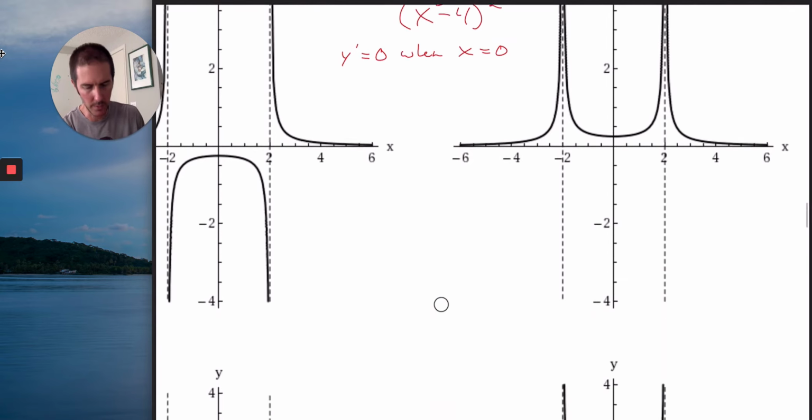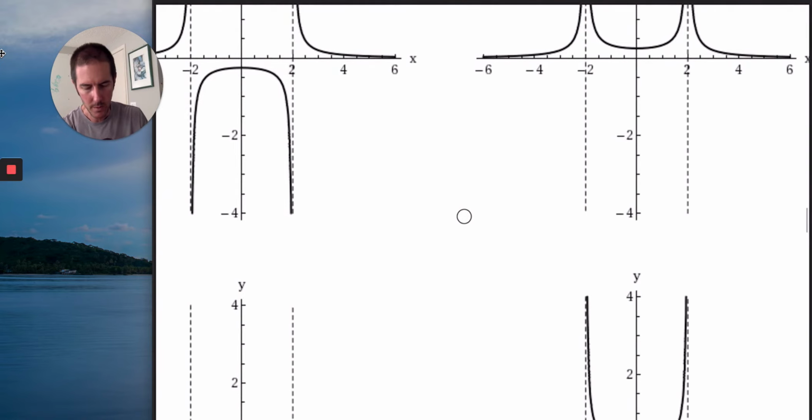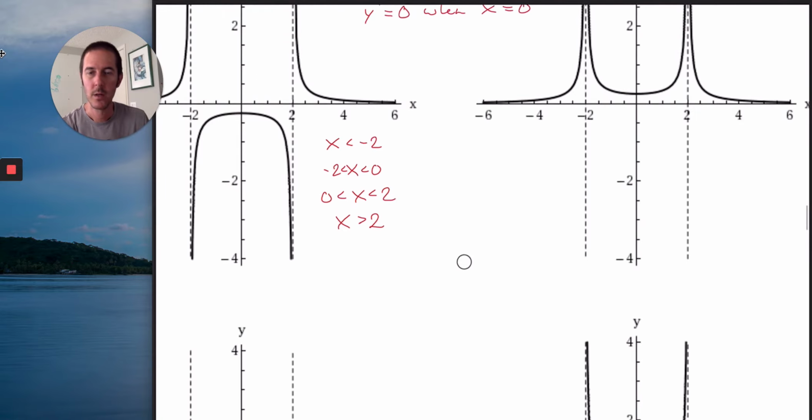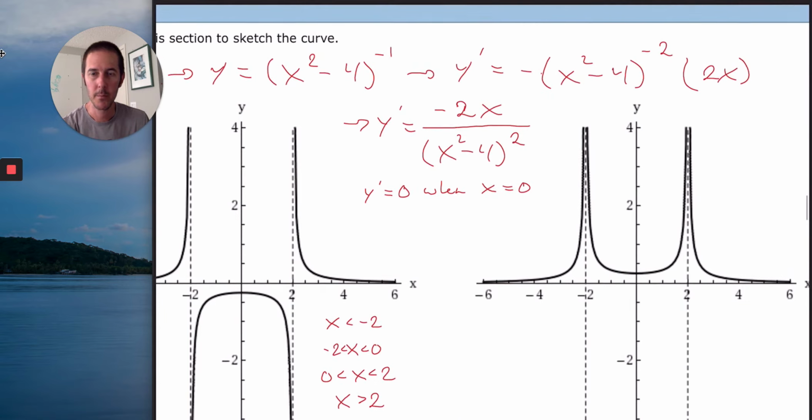Let's move down here a little bit, and let's look at x values that are less than negative 2, x values that are between negative 2 and 0, x values that are between 0 and positive 2, and x values that are greater than 2, and see whether we think our function is going to be increasing or decreasing on those different intervals. Let's pick an x value of negative 3 to start with.